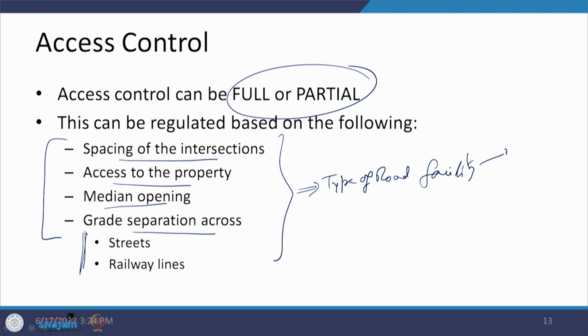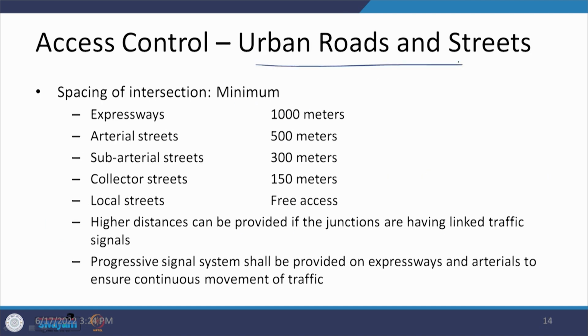That means we are going to look at the rural highways, or we are going to talk about the urban roads. So, let us talk about the urban roads first. Now, in the case of urban roads, for the spacing of intersections, the minimum values have been defined for all the categories. And what it says is, in the case of expressways, this is 1000 meters, for arterials 500, for sub-arterials 300, for collector streets 150, and in the case of local streets, which are totally localized residential areas, free accesses are going to be provided.